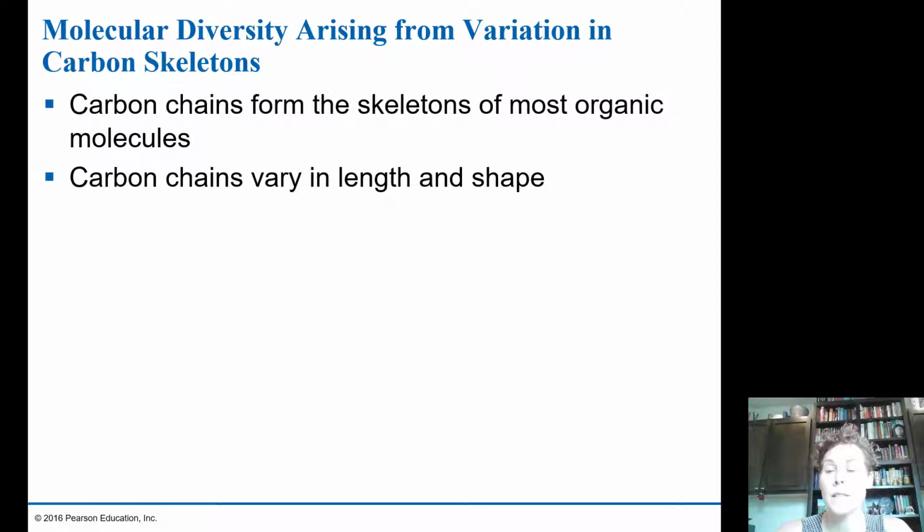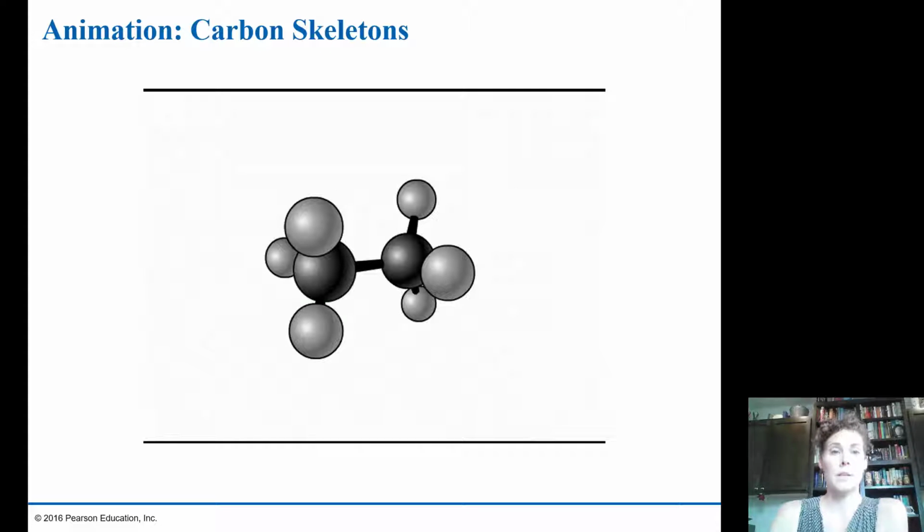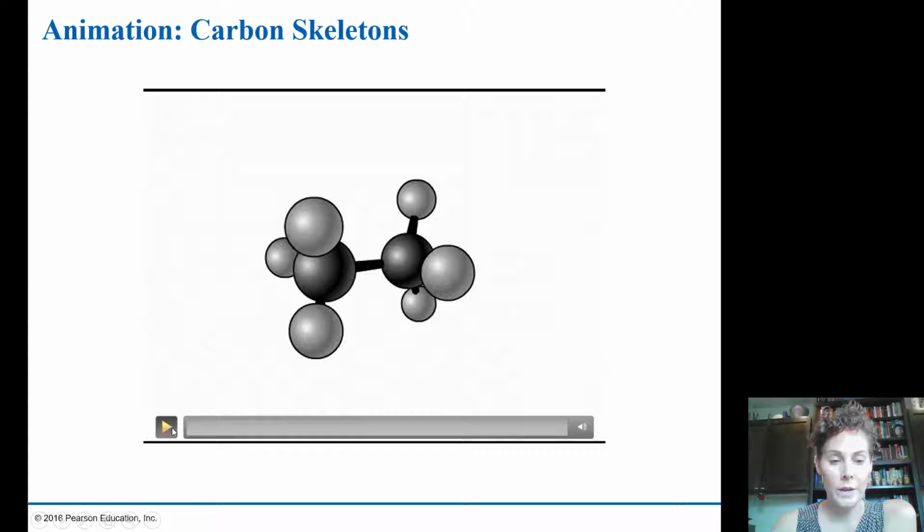They form the skeletons of most organic molecules. Carbon chains vary in length and shape. It all depends on if there's a double bond in something, it'll kink it off. It may be a straight line. It may look like a big hexagon. It all kind of depends on a number of different things. So let's watch a video real quick that talks about carbon.